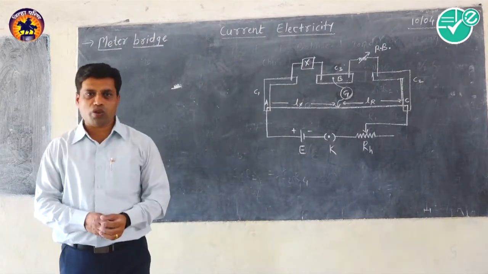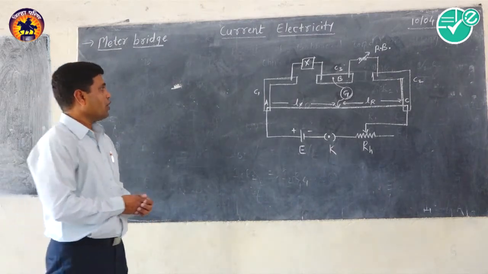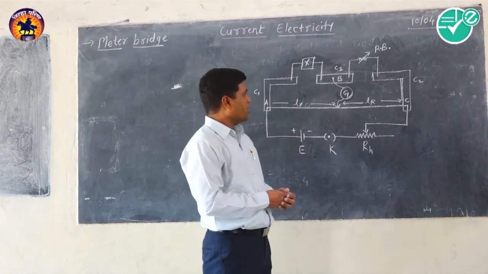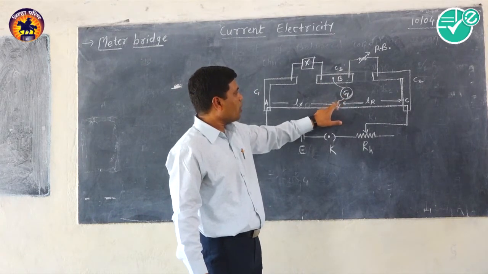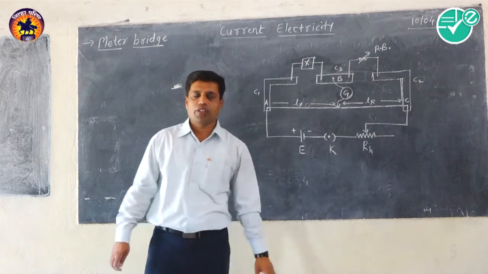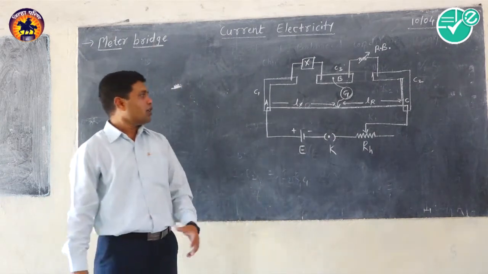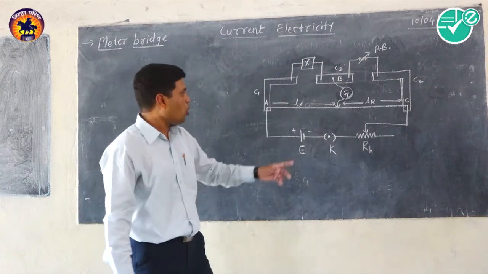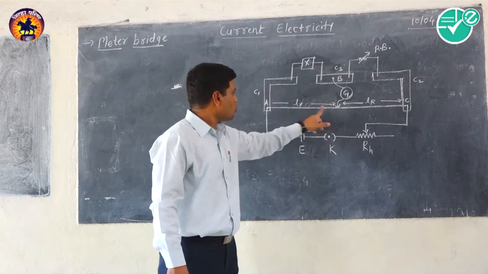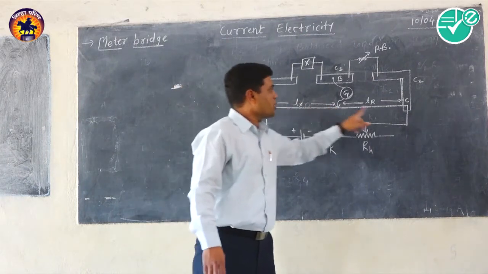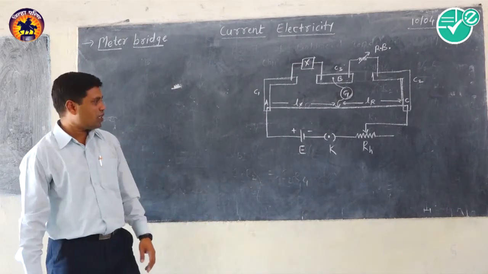The left gap contains the unknown resistance X, which we have to calculate, and the right gap contains a resistance box, a variable resistance box in which we can vary the resistance. A very sensitive galvanometer is connected to the point B, and the second terminal of the galvanometer is connected to a jockey. What is a jockey? A jockey is a metal rod which has a knife edge at the bottom, and it is used to tap the wire AC to take different readings while performing the experiment.